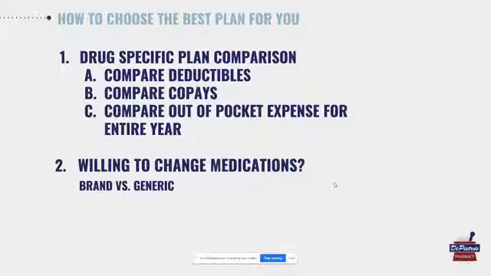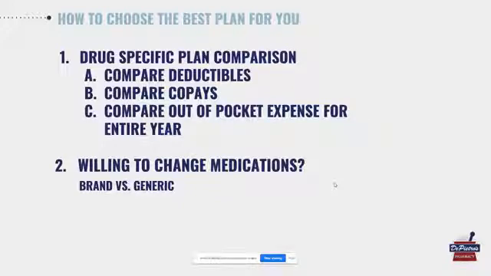Some people rush to judgment and they sign up for the cheapest plan based on monthly premium. So they might see a monthly premium that's $15 a month, so they sign up for that thinking that that's the cheapest, but then what they don't realize is their copays are significantly higher throughout the year, causing their out-of-pocket expenses to surge. So it's very drug specific to your drugs.